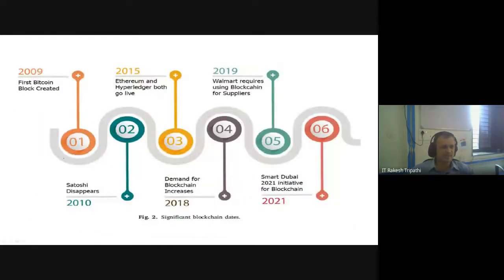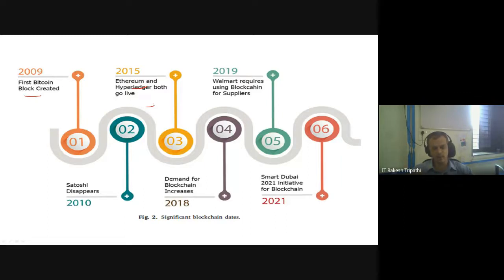So the blockchain idea started with Bitcoin in 2009. Bitcoin came, and Satoshi, who gave this idea of Bitcoin, disappeared in 2010. The first code of the Bitcoin client was rolled out in 2010 January or 2009 December, somewhere around that. And then we got Ethereum and Hyperledger in 2015.